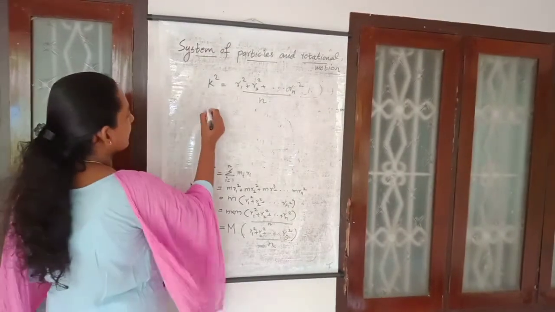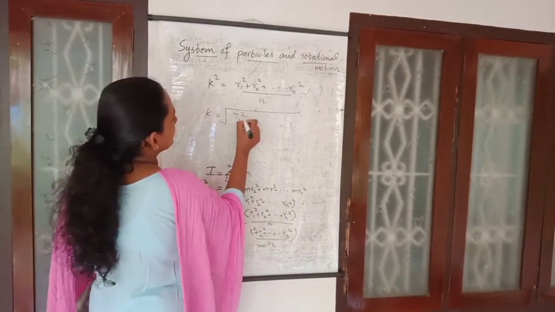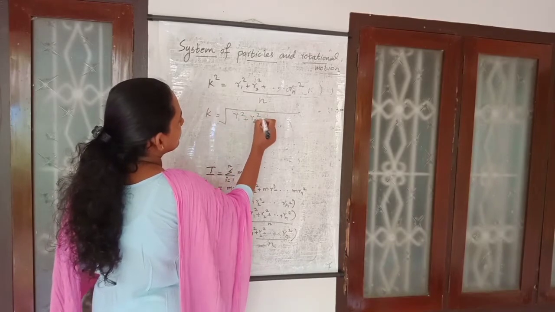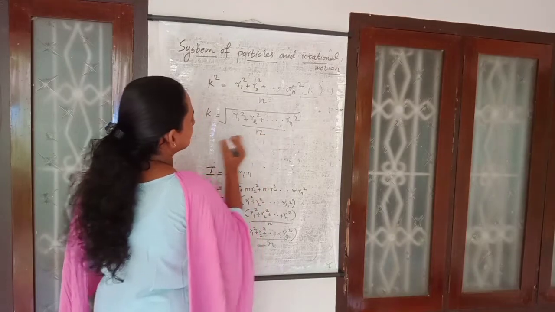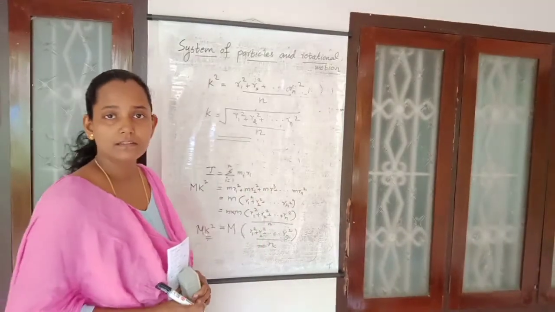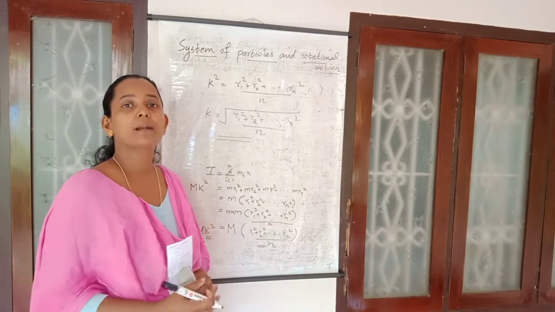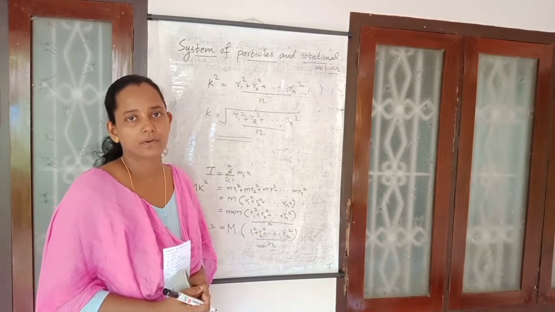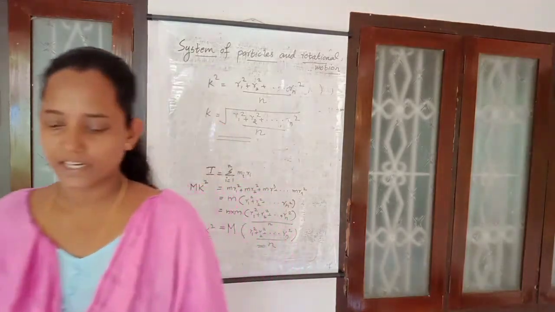So what is k? k is the root of this. Therefore, it is the square root of the mean of the squares of the positions of the particles. So k has the dimension of length, therefore it has the unit of meter, and it is a geometrical property of that body itself. Okay, so that's about moment of inertia and radius of gyration.